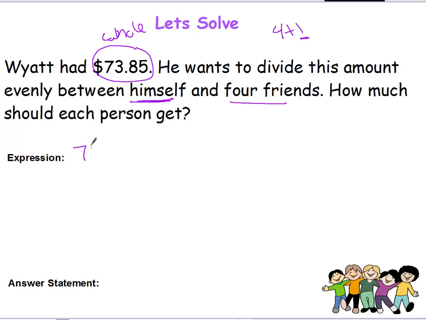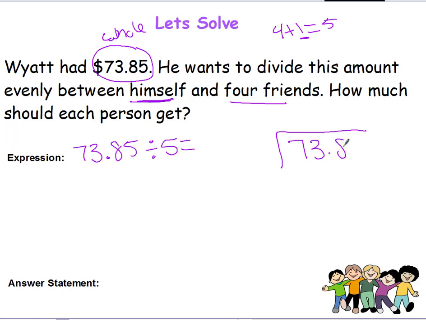So my expression is going to be $73.85 divided by, well, himself and 4 friends. Well, that equals 5. Now I have to make my long division. My dividend goes inside the house, 73.85, and my divisor, the number of groups, is going to be 5. Since my divisor is a whole number, all I have to do is bring my decimal point up and divide as usual.